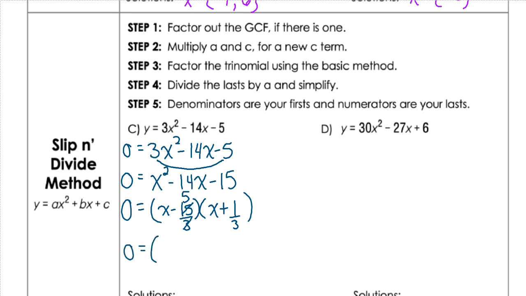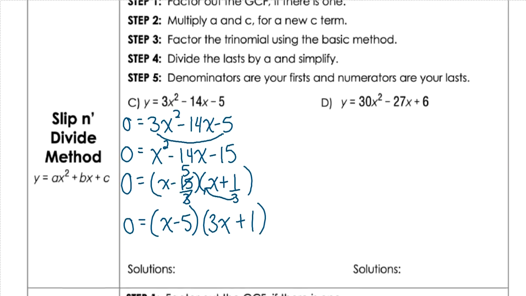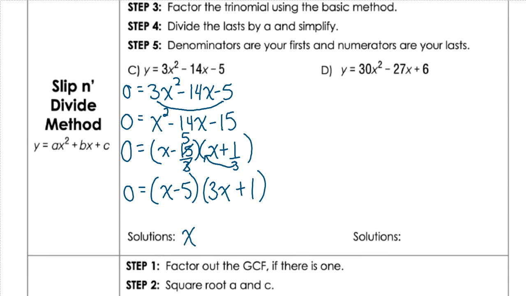So my factors are going to be x minus 5. And then this one, instead of x plus 1/3, I can take that denominator and shift it to my first term. So that's going to be 3x, and then the numerator stays as my last term. So I can factor it that way. When I set those equal to 0, I'm going to get x values of 5, and then I'm going to get an x value of negative 1/3 for that last factor.